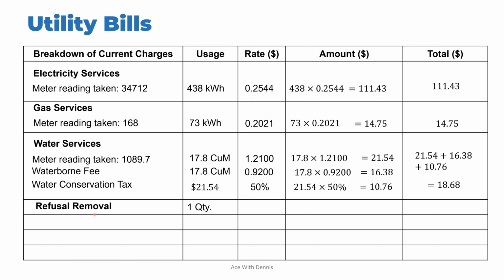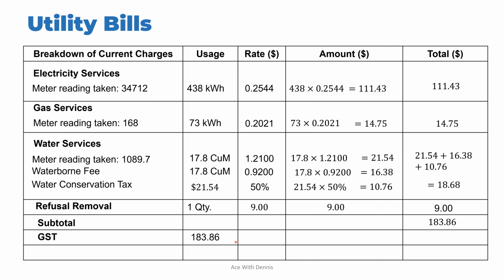the refuse removal. So it's one quantity and the rate is $9, hence it's $9 here, so total is $9 as well. Alright, so the refuse removal means after we throw our rubbish, there's a company that will handle our rubbish. Okay, so the subtotal, just add everything together here, and it is $183.86. But this is not our final bill. We have to calculate GST as well.